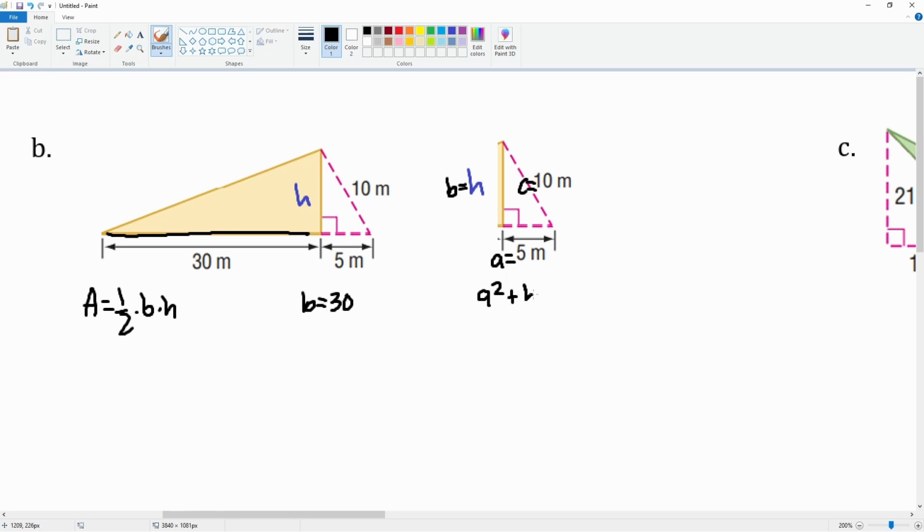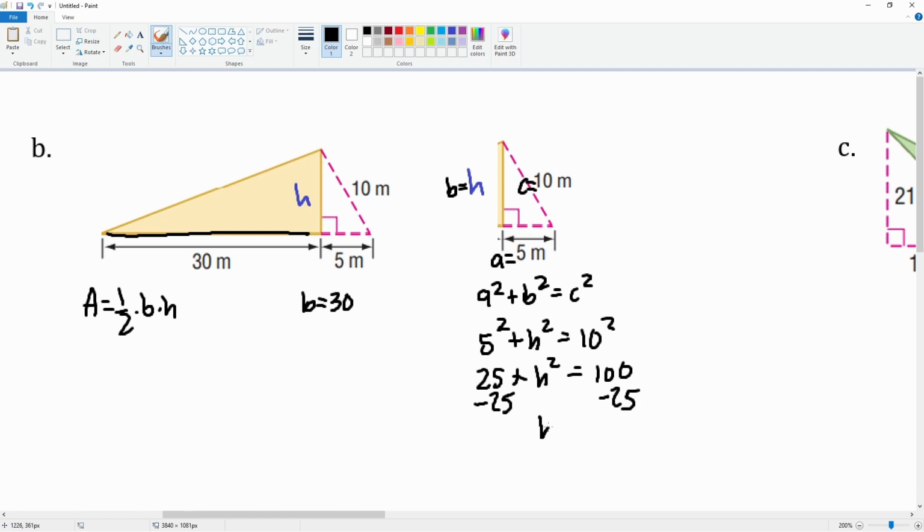So a squared plus b squared is equal to c squared. A squared, which is 5 squared. 5 squared plus h squared is equal to 10 squared. 25 plus h squared is equal to 100. Minus 25 to both sides, h squared is equal to 75. Square root, you get h is equal to square root of 75. But that does simplify, just letting you know, to 5 radical 3. Or if you plug it into the calculator, I think it's like 8.66.